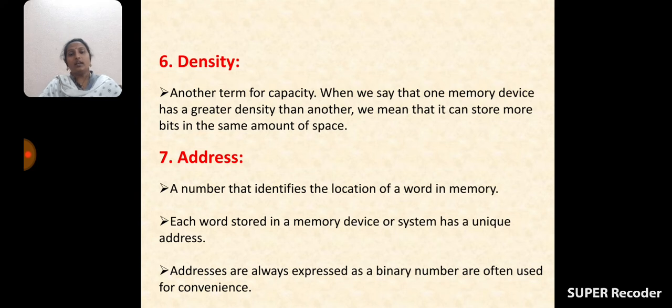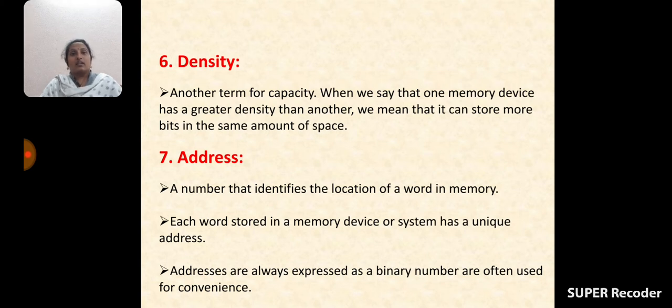Okay, and the next one is density. So what is meant by density? Here, when a memory device has greater density than another, we mean that it can store more bits in the same amount of space. Okay, and what is the next one?